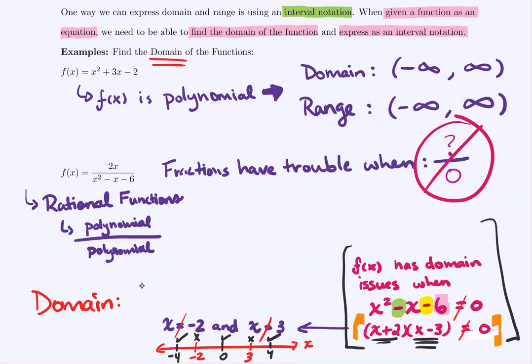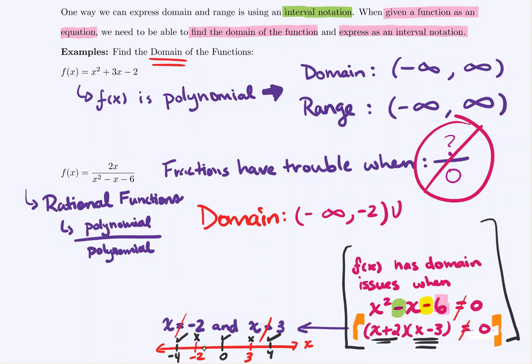Because of that, we know our domain for this function is going to be all values before -2, so we'd express that as -infinity up to -2. Now since we're not including -2, we do the open parenthesis, union, and then we pick right back up after -2, -2 to 3. We're not including 3, so we do the open parenthesis, union, 3 to infinity. And that would be our answer for this one.